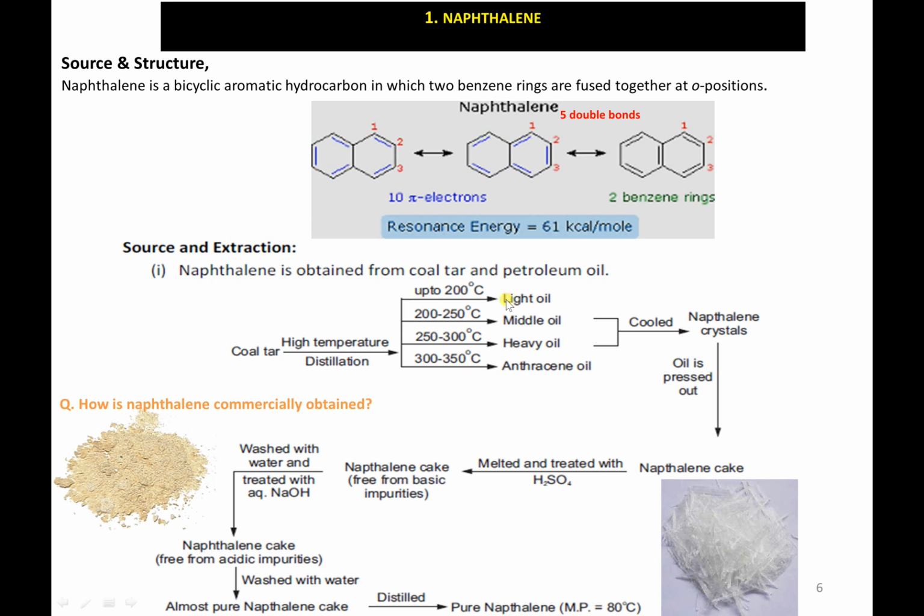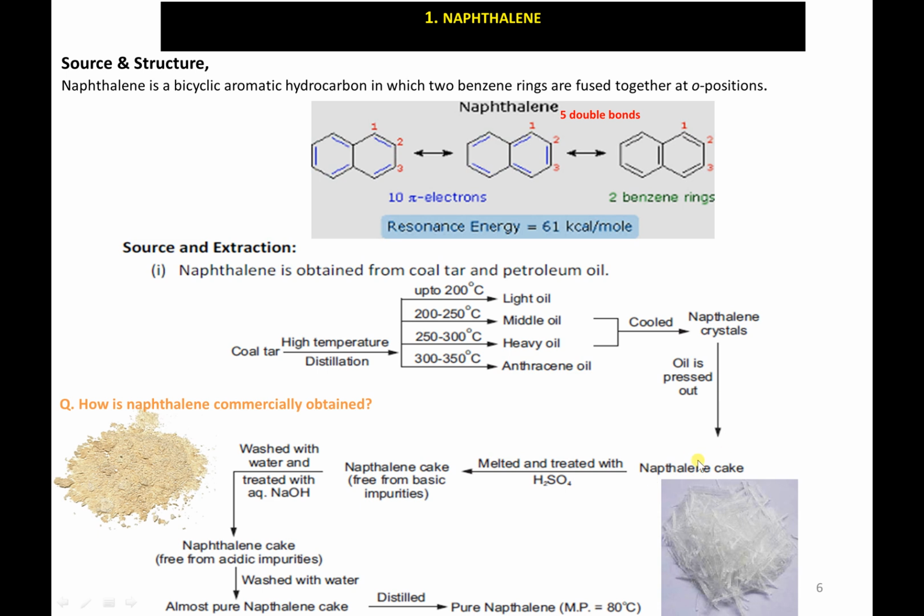This is a fractional distillation. Up to 200 one light oil comes, at about 250 middle oil will come, heavy oil will come, and still above will be a different fraction, that is anthracene fraction. Now for our interest it is the middle oil and the heavy oil fractions. So these are cooled, so you get crystals. These are of course brown color crystals, dirty brown color crystals. They are pressed, so all mother liquor or other impurities will come out, so you get a naphthalene cake.